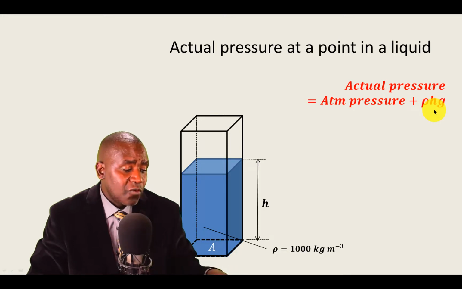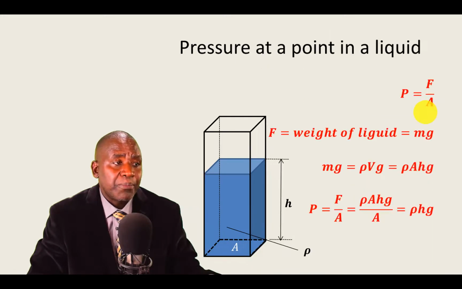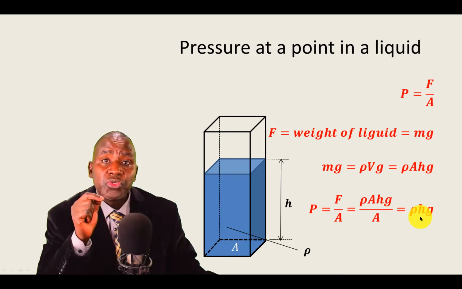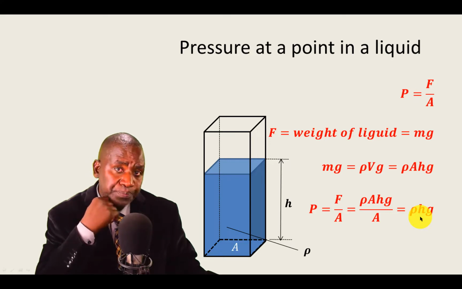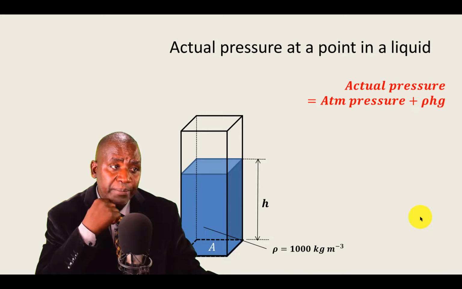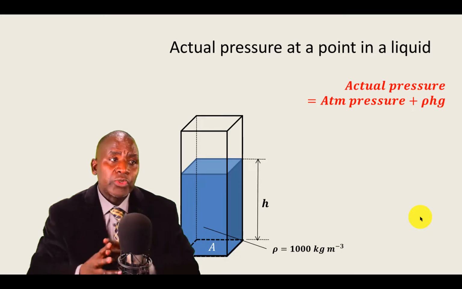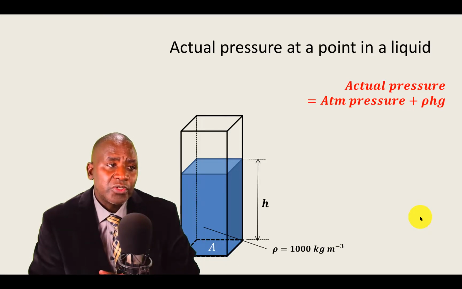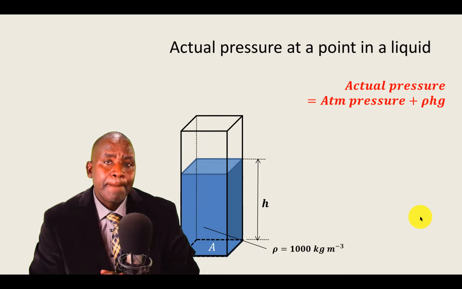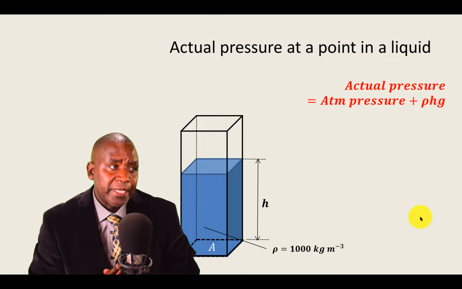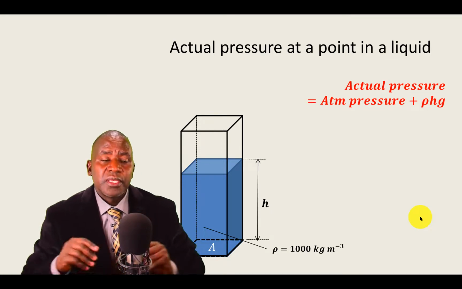Previously, we have worked out pressure at a point in a liquid as being pressure which is due to the liquid alone. We did not include the atmospheric pressure, but here we can include the atmospheric pressure in order to get the total pressure at the bottom of the container. Now let's look at the specific applications of these concepts.